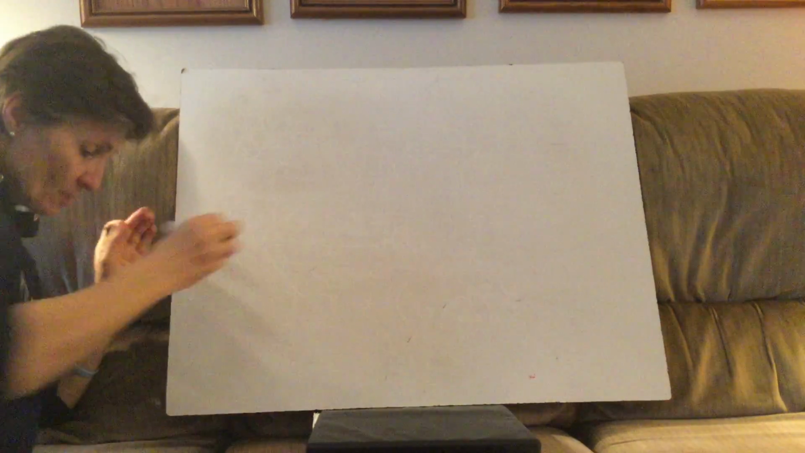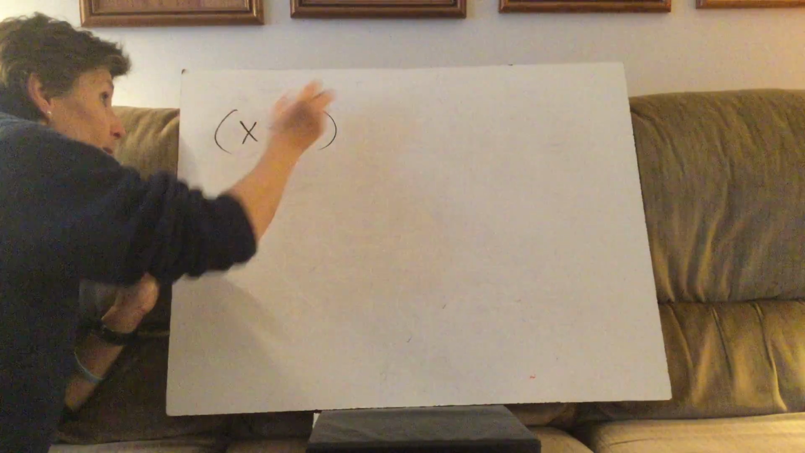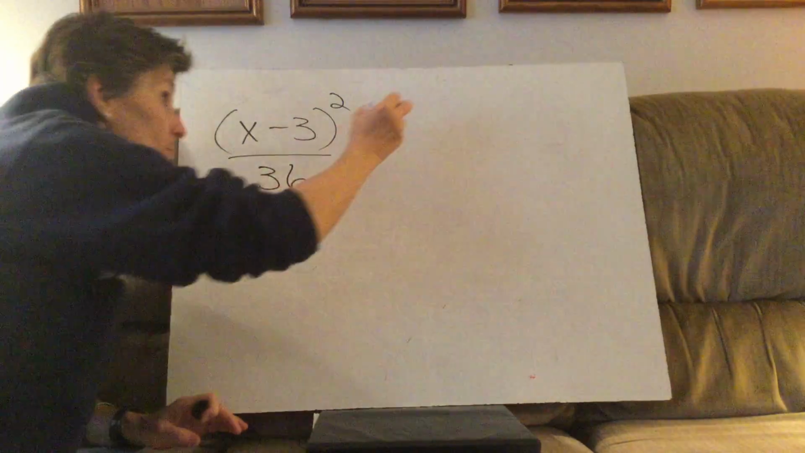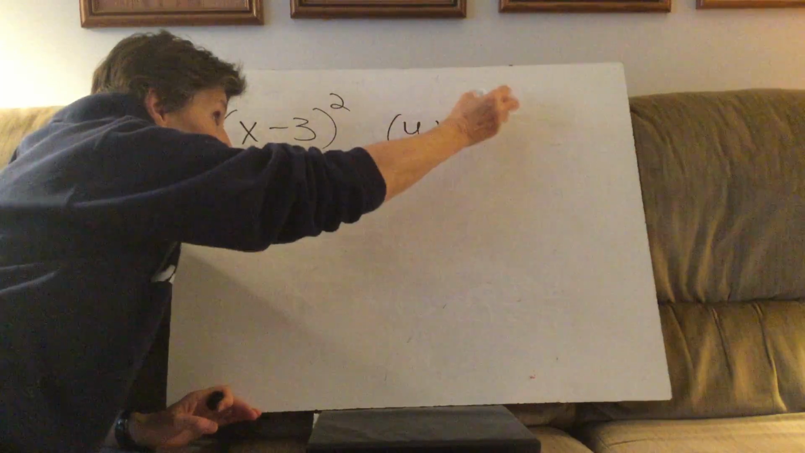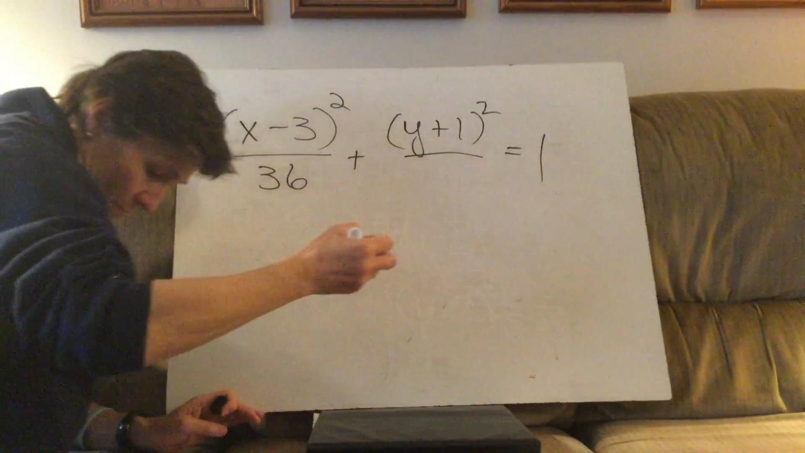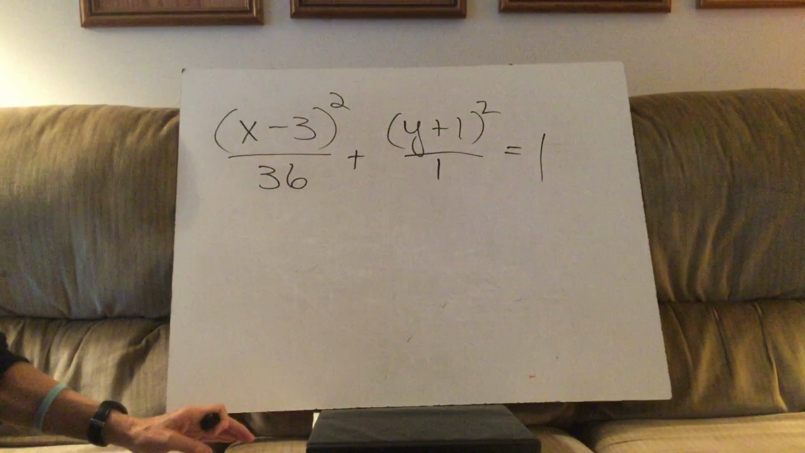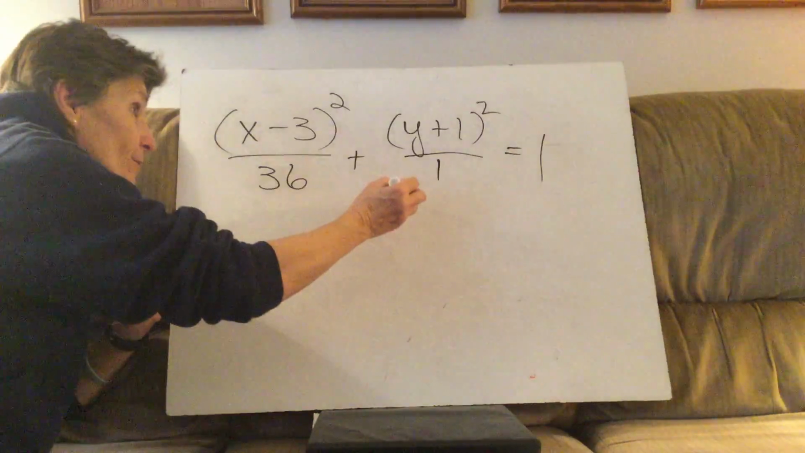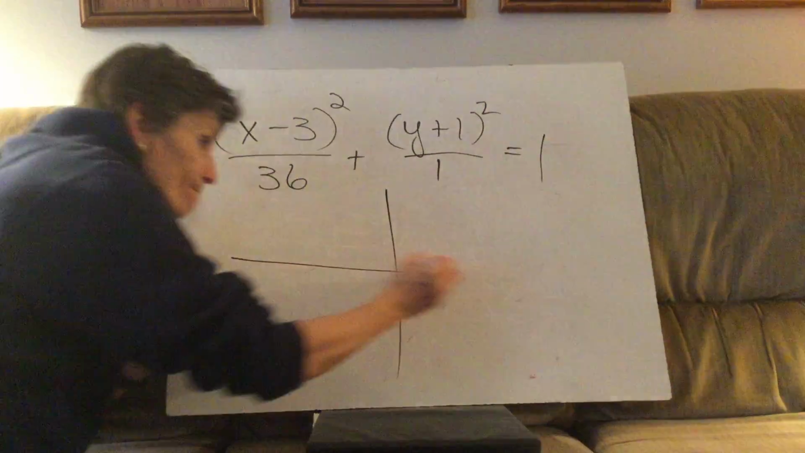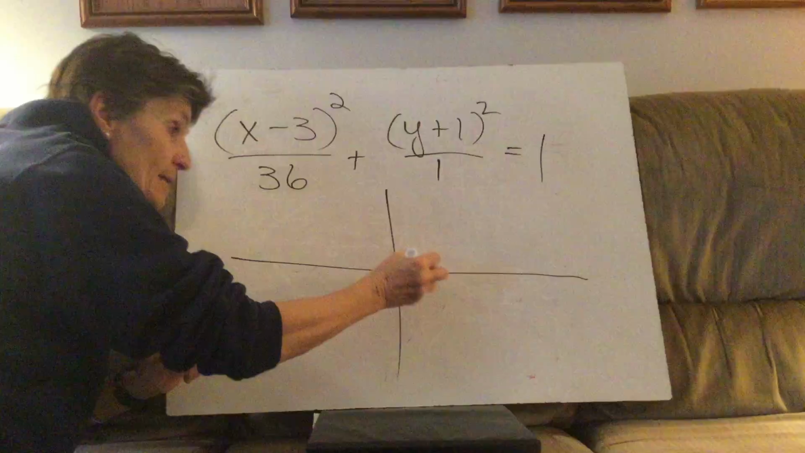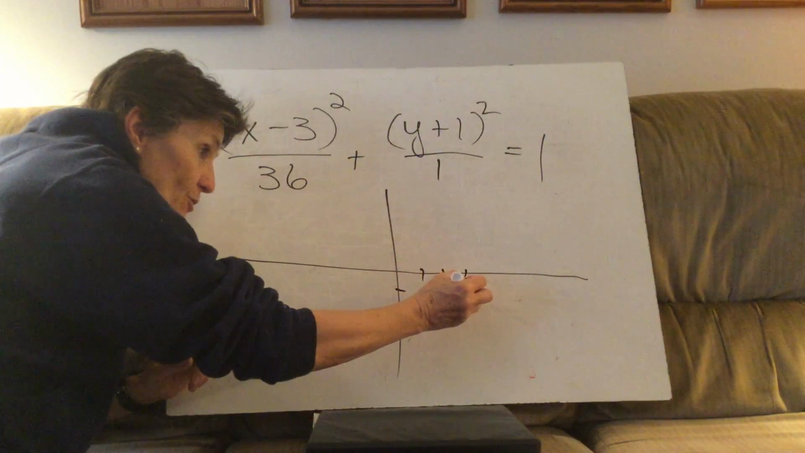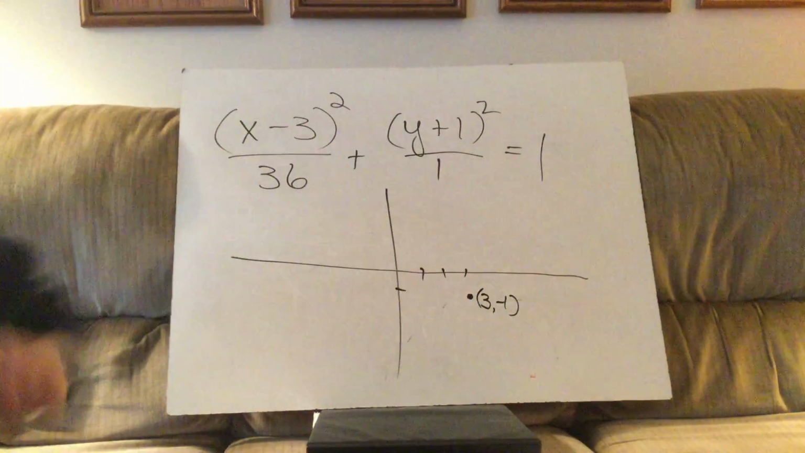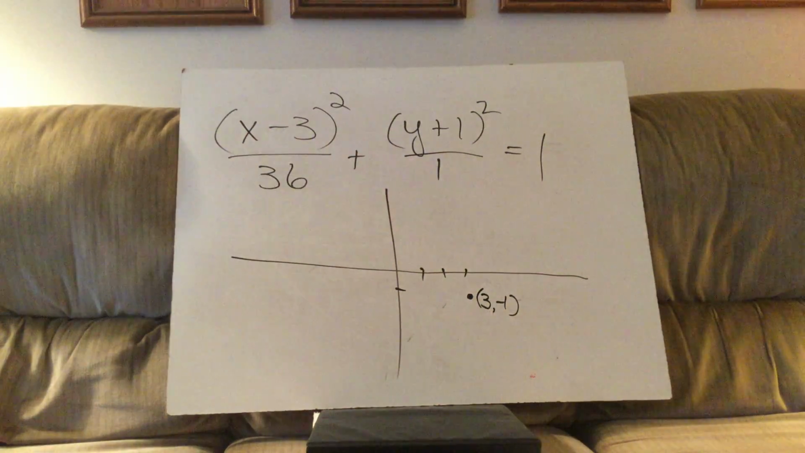All right, so 4 says we have an ellipse. And we're going to find all this stuff. Well, the center is a no-brainer. The center is right there in your equation. The center is at 3, negative 1. So there is your center. So in the blank marked C, you're going to put 3, negative 1.